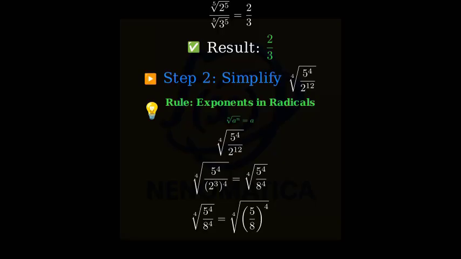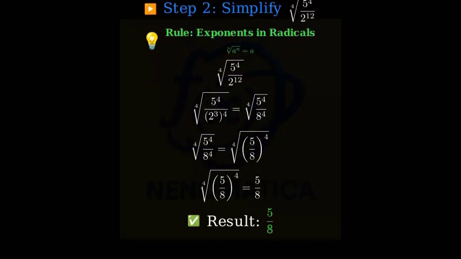This can be rewritten as the fourth root of the fraction 5 to the fourth over 8 to the fourth. When we have the fourth root of a fraction raised to the fourth power, it's simply equal to that fraction. So the fourth root of 5 over 8, all to the fourth power, is just 5/8.